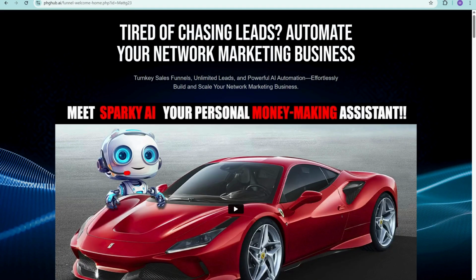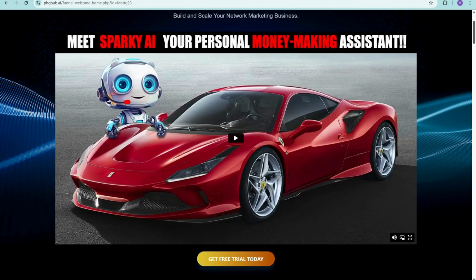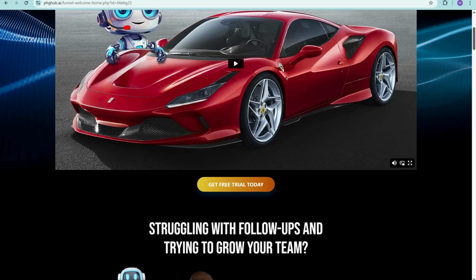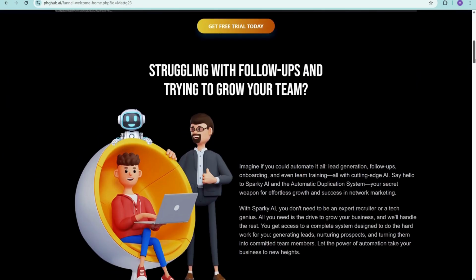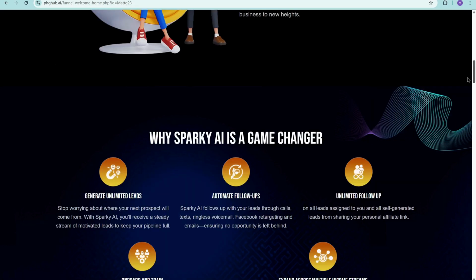Now, for reference, when I mention Sparky AI in the next couple of minutes, I'm referring to the Sparky AI business itself, not just Sparky AI as an AI bot, right? So we mentioned lead generation, and that's the first thing that I want to touch on, the generating of unlimited leads. Now, we are in the privileged position within Sparky AI of working with an incredible lead provider by the name of Lead Power.